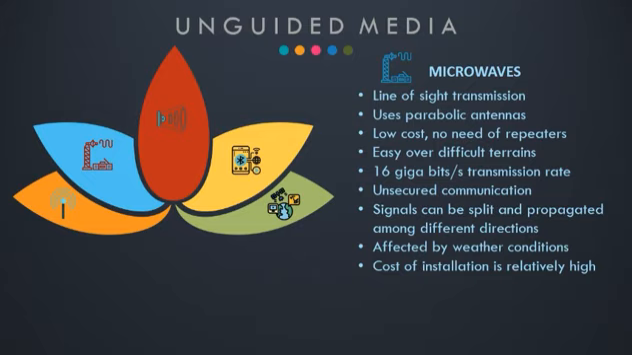Then it is easy over difficult terrains. If the area is very difficult to reach, then it is easy to set up on such terrains. The transmission rate is 16 gigabits per second. Like radio waves, it is also an unsecured communication. If the microwave receivers and antennas are not aligned properly, then signals can be split and propagated in different directions, thereby reducing the signal quality. It can also be affected by weather conditions, and the cost of installation is very high. So these are some disadvantages of the microwave propagation system.